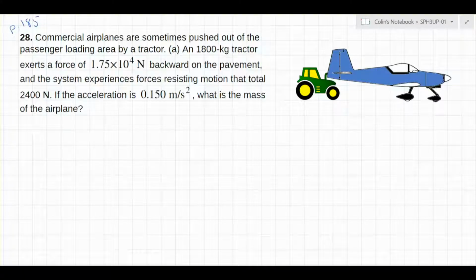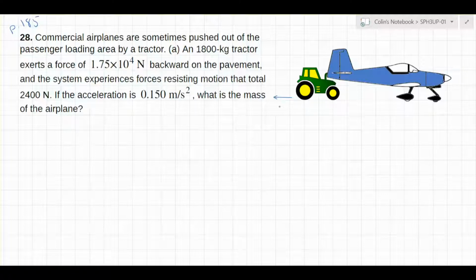Now, we weren't able to complete all the problems I'd hoped to finish in class, so I've made this video to set you up for the practice questions. Now, this question on page 185 of the text has a tractor being pushed by a plane, and I've already sketched these to speed up the process.